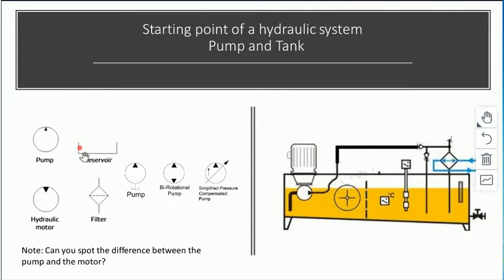Okay, what have we got? We've got the reservoir, we've got a filter here. That's a circuit symbol for a filter. We've got the pump again. And you can see, do you know what this little thing below the pump is?